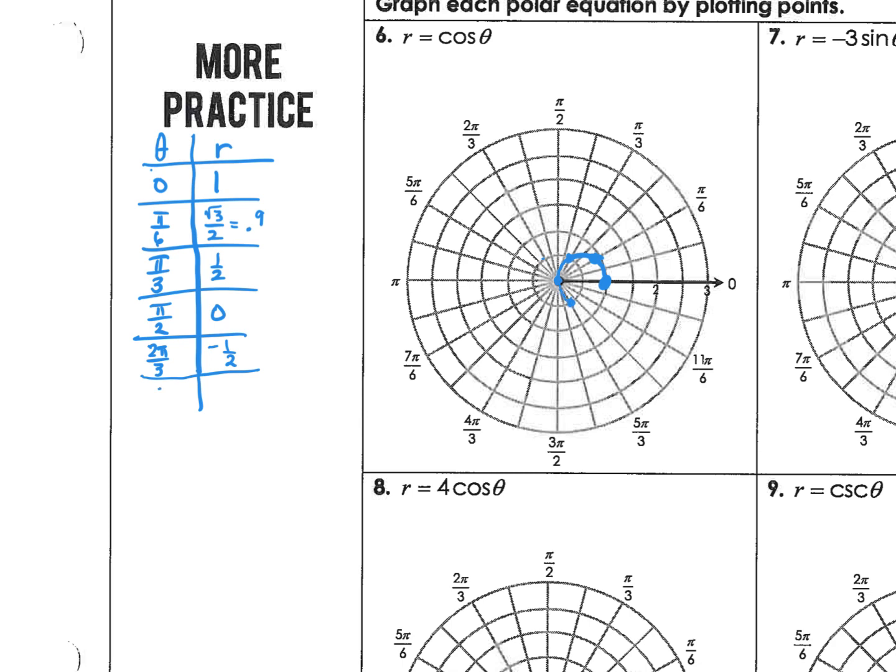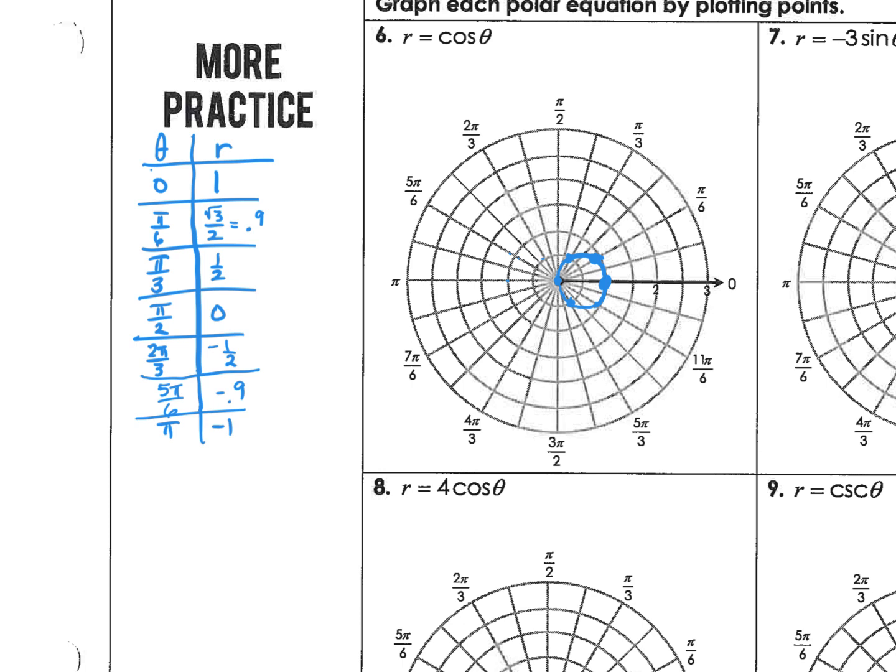At 5 pi over 6, it's going to be -0.9. So at 5 pi over 6, it would be almost to 1, but then we would flip across and it would go to here. Boom, I see what's happening. And at pi, it's going to be -1. So at pi, it would be 1, but then it would flip back to here. So here we go.